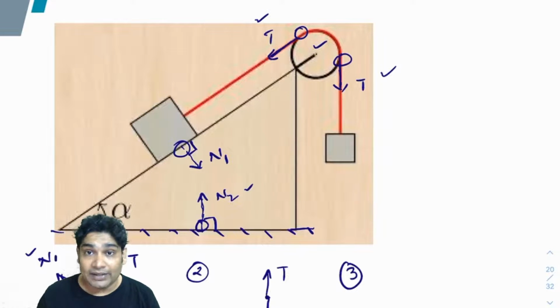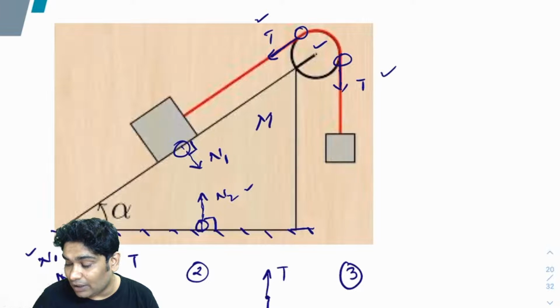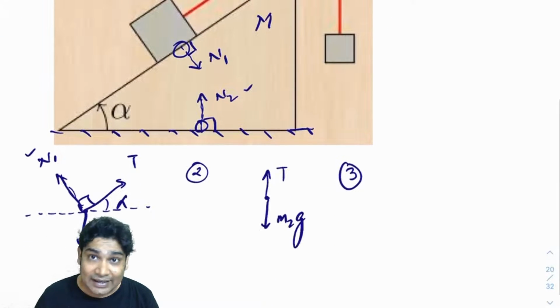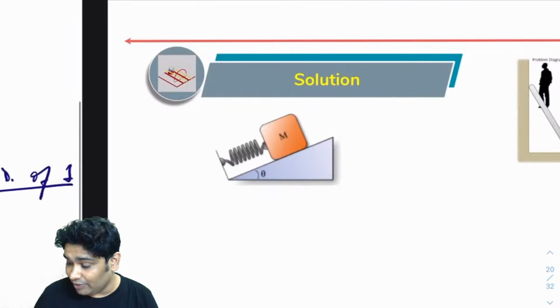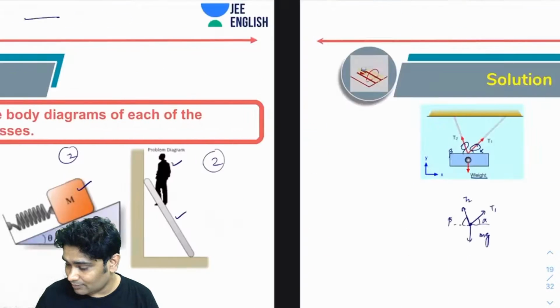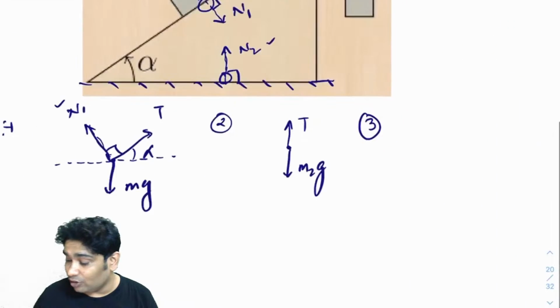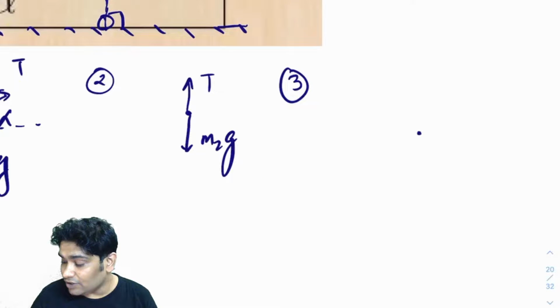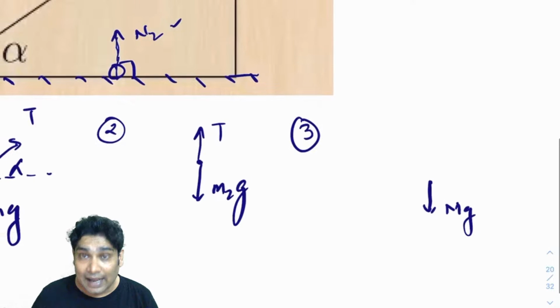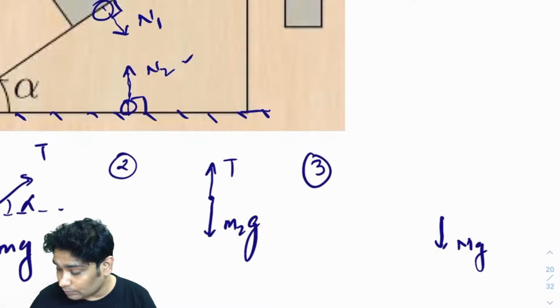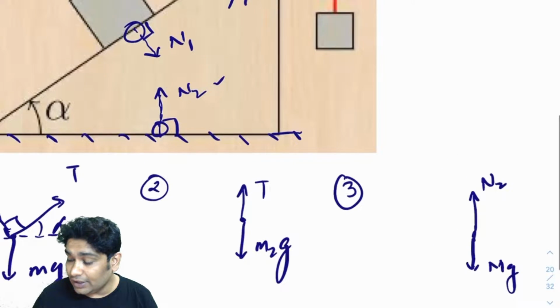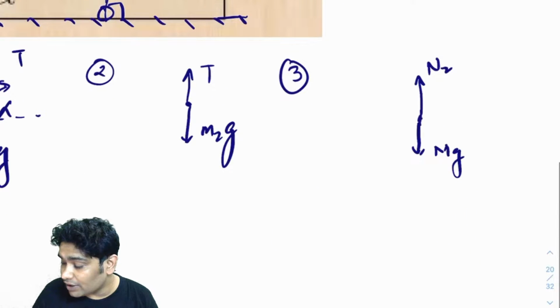So now when you're making the FBD, let's consider the mass to be capital M. If the mass is capital M, finally I will have Mg also. So the FBD of 3 would look something like this. First you will have capital Mg, and then you will have N2. N2 is pushing it here. Then you have N1. N1 is pushing it here. Alright.